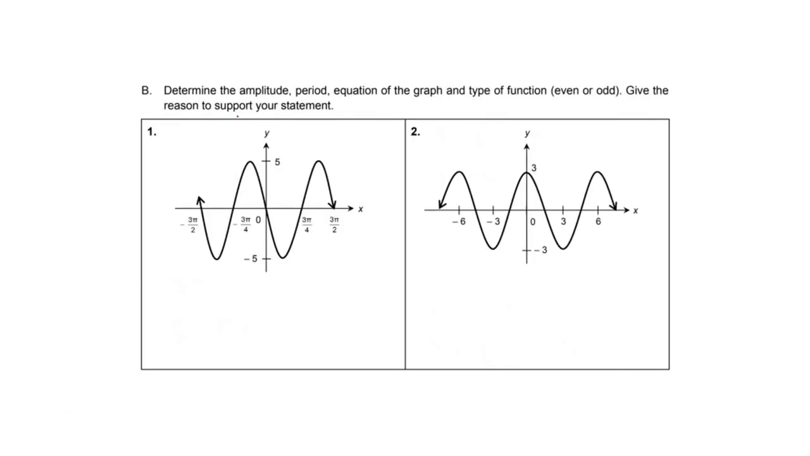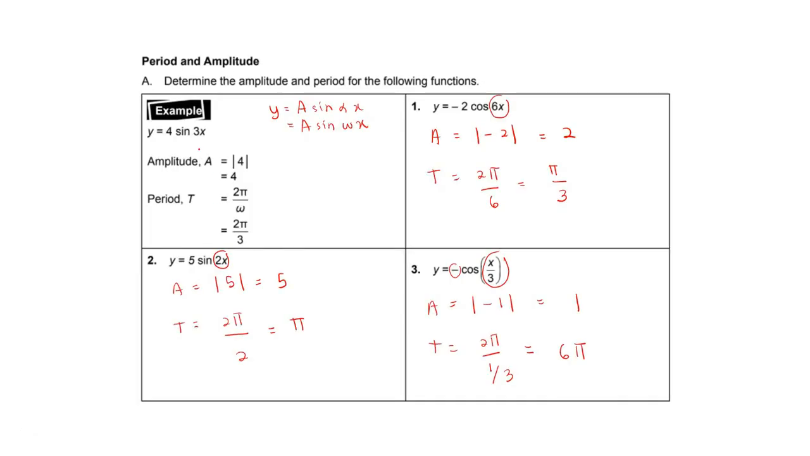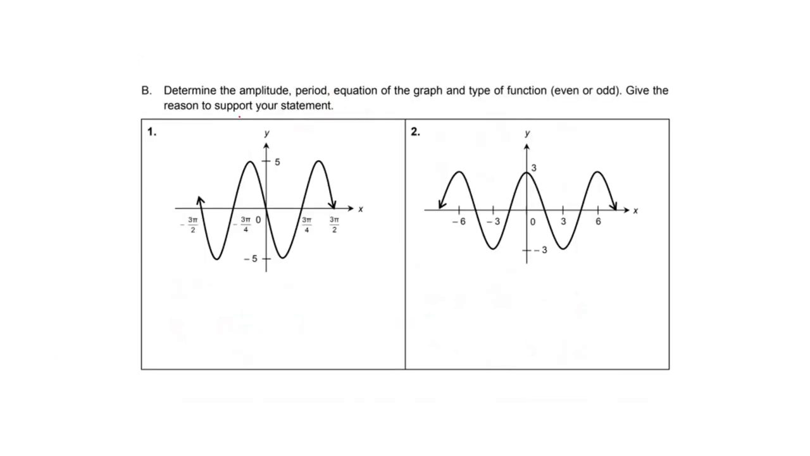Okay, for part B. So now we are given the graph. Previous question, you are given the equation and you need to determine the value for amplitude and period. For this one, you are given the graph. Okay, determine the amplitude, period, equation of the graph, and type of function, whether even or odd, and give reason to support your statement. Okay, let's look at the first one.